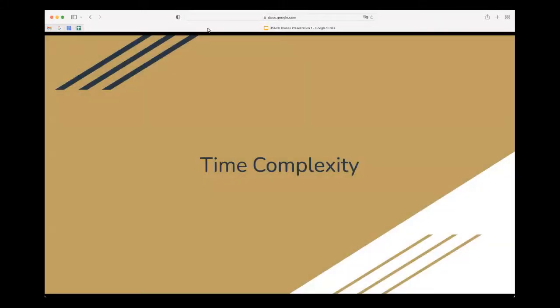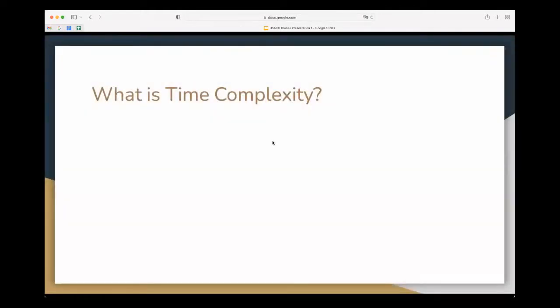Does everyone know what time complexity is, or should we go over briefly what it is? I guess we'll just briefly go over what time complexity is and do some practice. So what is time complexity? Well, time complexity is just a measure of the number of operations that it takes for your program to run.